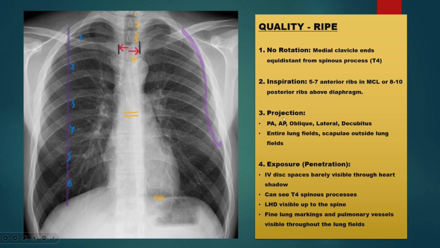Then P for projection. This is a PA chest X-ray. In a PA chest X-ray, the lung fields are clearly visible because the scapulae are widely apart, not covering the lung fields. We are focusing on the PA chest X-ray in this lesson.